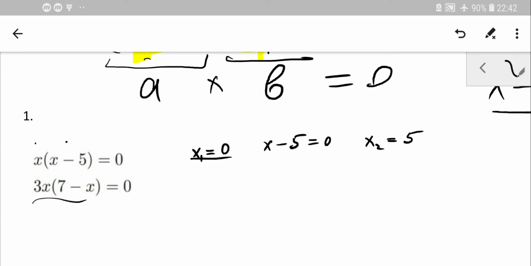So the next one, 3x times 7 minus x equals 0. Let's practice. One factor is 3x, but we actually have 3 factors, and 3 can never be 0 because it's a positive number. So we have only x equals 0 and 7 minus x equals 0. From where, that's the first solution, x1 equals 0, and the second solution is 7.